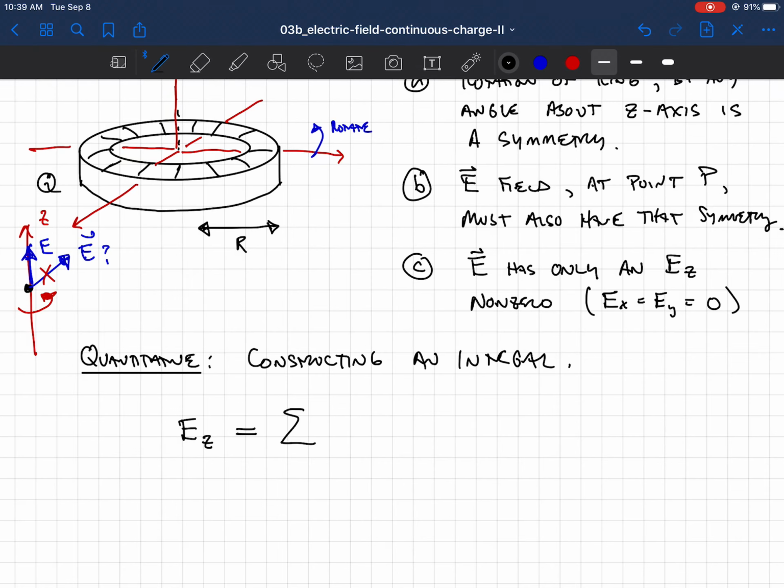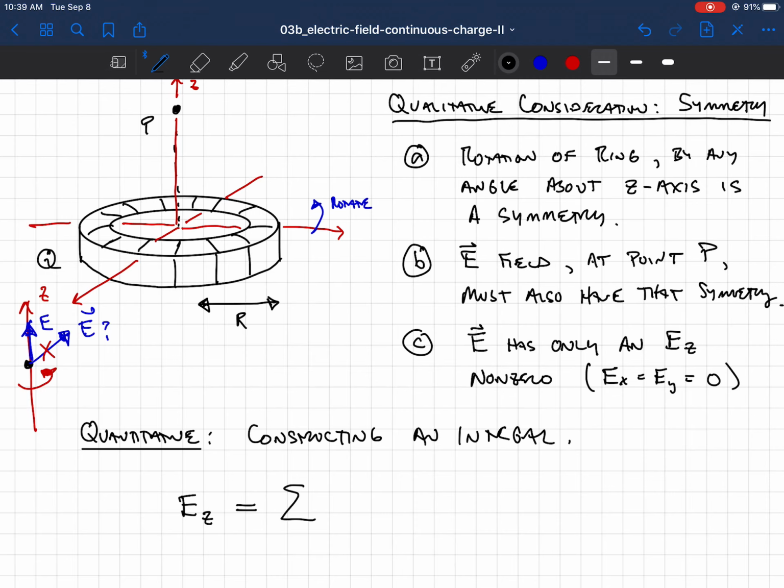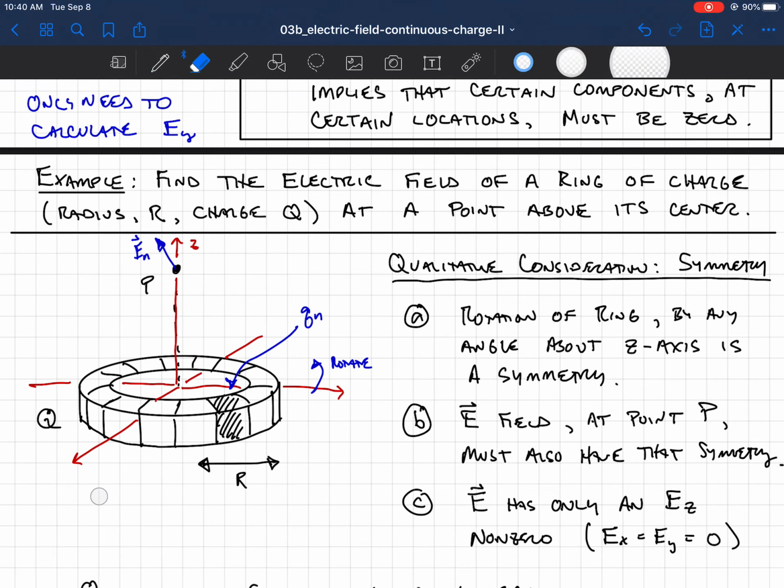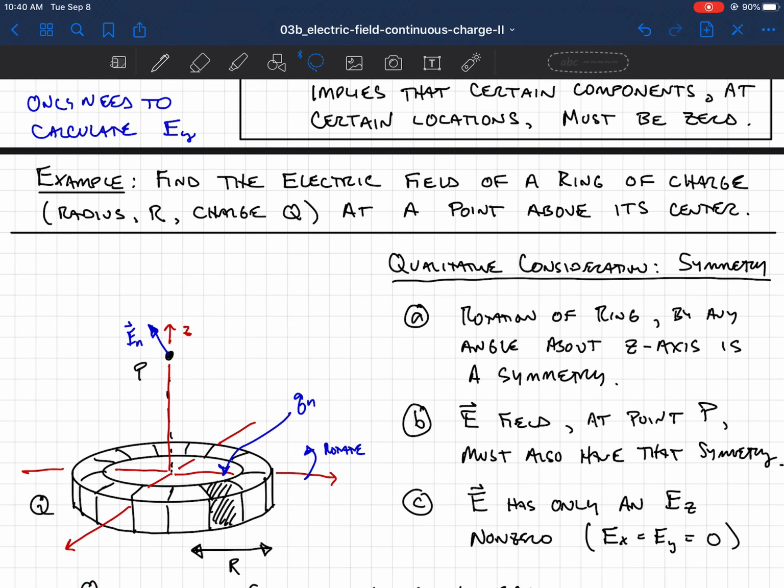Well, we write out the simplest approximation of it, and we're going to do, as we did before, the chunking of this ring. We can consider one particular chunk of it, and let's call it Q sub n. And that Q sub n will produce an E sub n. So this particular chunk will produce an E sub n that points directly away, because remember we consider these chunks to be point charges, and we know what the field of a point charge looks like. So it's going to look like this.